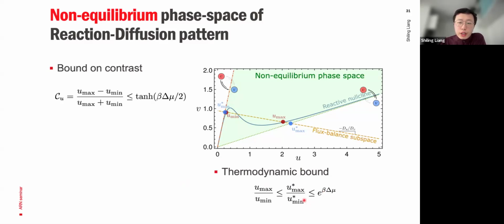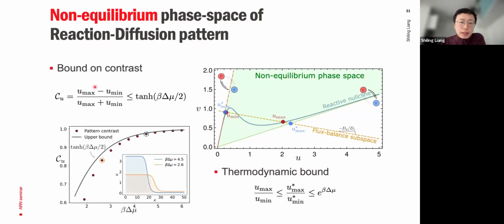And by simply rearranging this expression, we get a bound on contrast. And we can numerically verify it on this one-dimensional system. With a smaller driving force, we have a small range of pattern. With a larger driving force, we have a larger range of concentrations. And the upper bound always sets constraints on the contrast of the pattern.